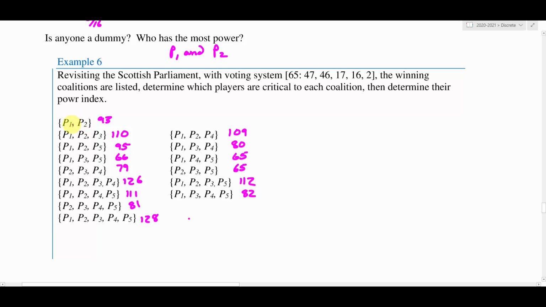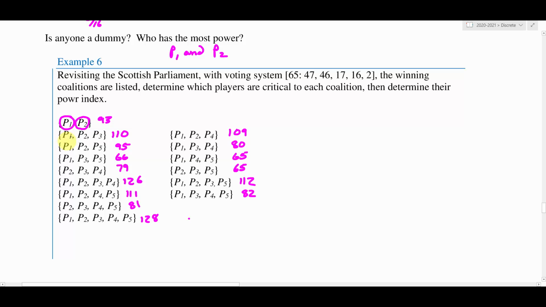So for instance, in our first coalition here, if player one were to leave this coalition, I would have to take 47 votes away from my 93 here. And if I did that, I would drop below the quota of 65. So player one would be considered critical or essential because if they leave, the coalition becomes a losing coalition. And player 2 is the same thing here, right? If I do 93 minus the 46 votes from player 2, I'll drop below the 65 that we need to pass a measure. So player 2 becomes critical.